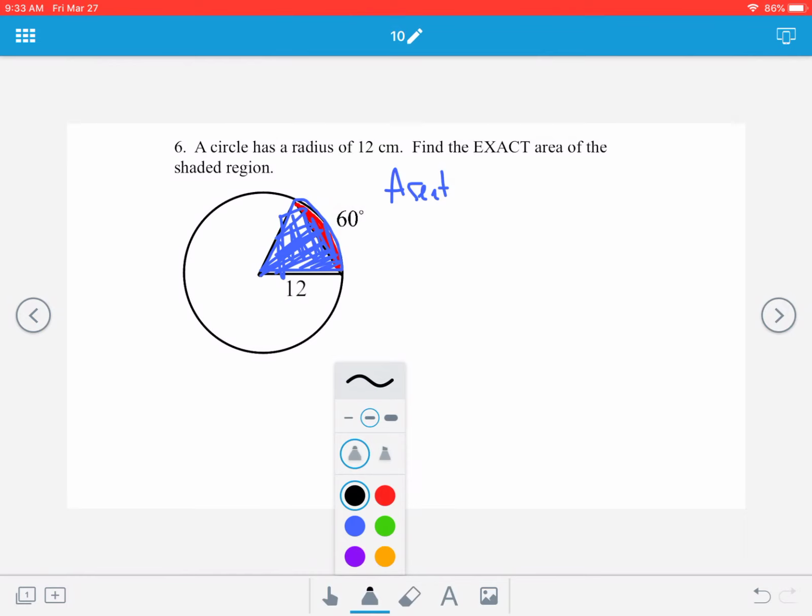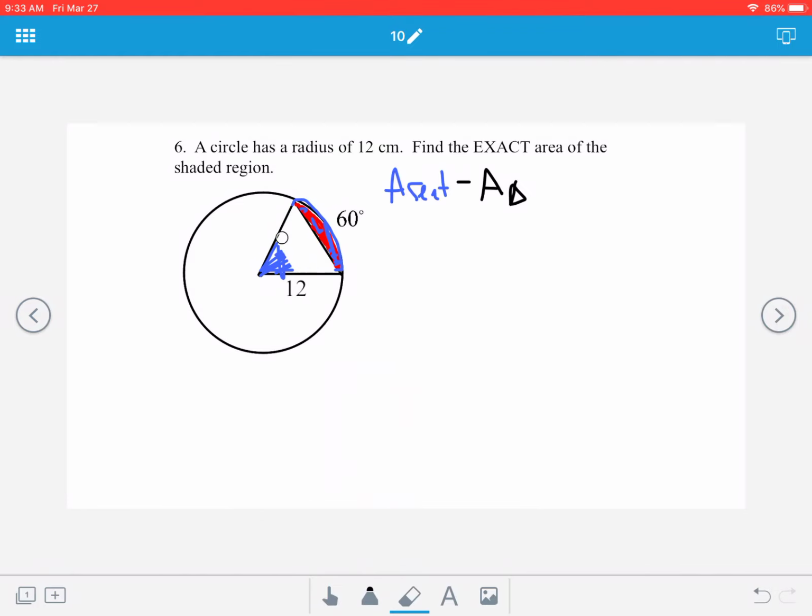And then I have to find the area of the triangle and subtract it, because when I subtract the area of the triangle here, I would be left with just what's in red. Well, red and blue right now. Okay, area of a sector. Now I've done this, this will be like the 3rd time on this side. It is your angle or arc measurement over 360 times pi r squared.